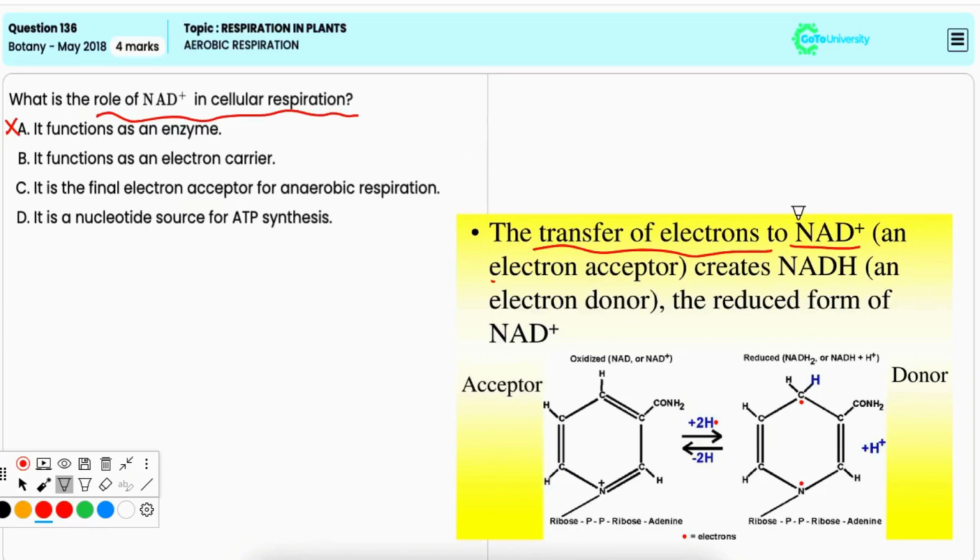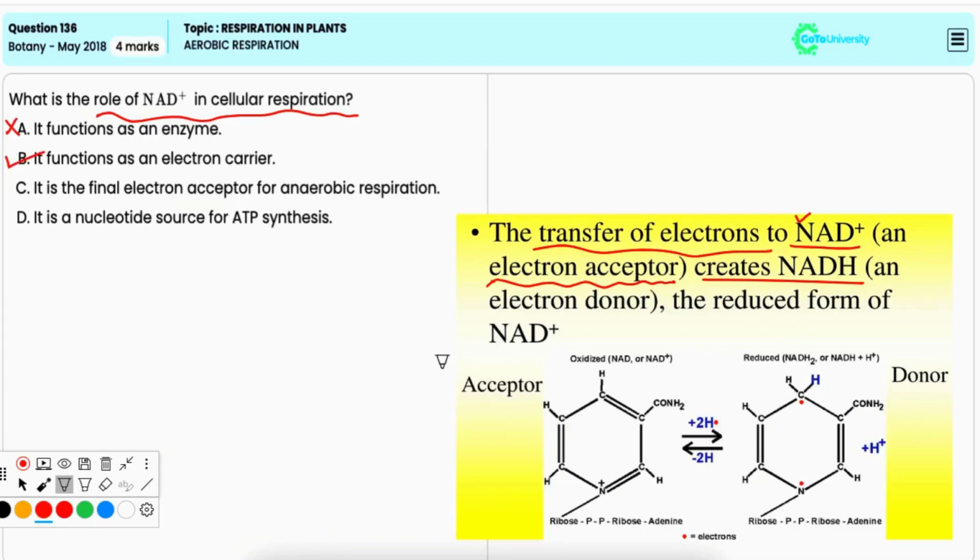Now, NAD plus plays an important role in cellular respiration by functioning as an electron carrier. So, during glycolysis, the citric acid cycle, and other metabolic processes, NAD plus accepts electrons and a proton to become NADH, and this NADH then carries the electrons to the electron transport chain where they are used in ATP production. Hence, this is the correct option.